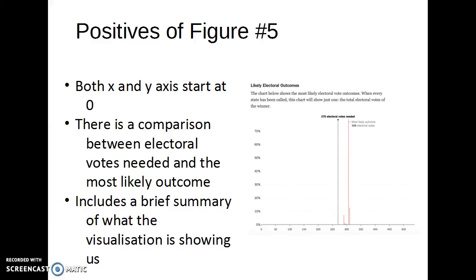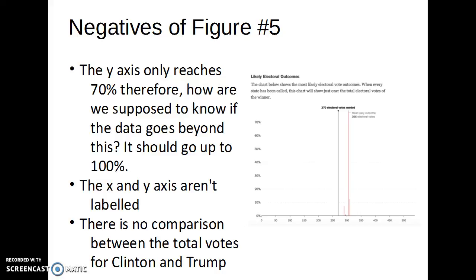This chart is very simple, but it has an X and Y axis and a few lines to represent data on it. Both axes begin from 0, which is good as it shows the lowest possible number of votes that could be given. However, the y-axis only goes to 70% and could carry on to 100. Therefore, there could be data beyond this, but it isn't shown in this visualization.